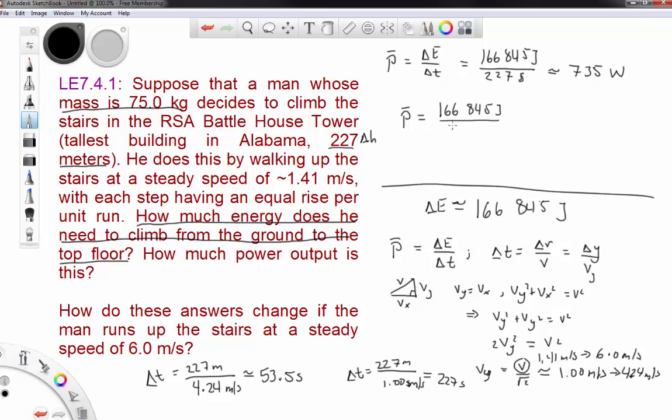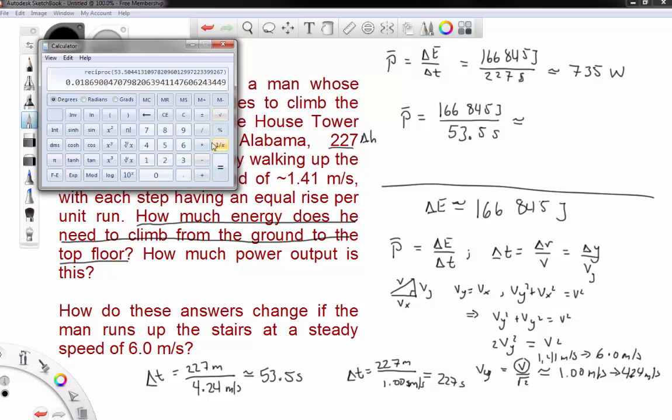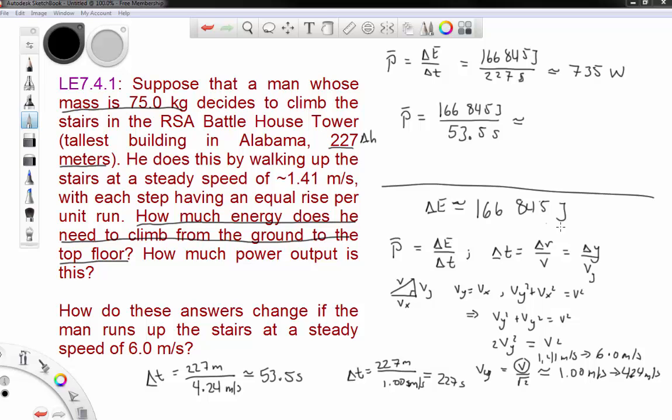the same energy as before because his mass didn't change, the building height didn't change, and gravity didn't change. So we have 53.5 seconds here. And so let's basically divide the 166,845 number by that. We come out with 3,118 watts. So this guy is perhaps not Superman, but he's also no mere mortal. Maybe this guy's name is Hercules or something, or Samson, or whoever you want to pick as your favorite stronger than a normal guy, because he's somehow able to generate quite a few horsepower in running up these stairs.